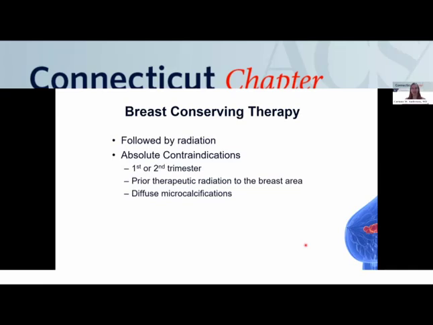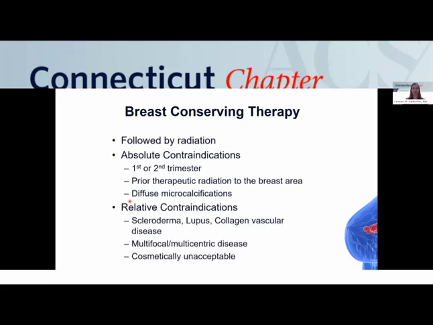If you think about contraindications to breast conserving therapy, really what we're thinking of are the contraindications to radiation. So you cannot give radiation during pregnancy, meaning that if you have someone in the first or second trimester, really you should be looking at a mastectomy. Third trimester, the timing can work out that you still do that surgery, wait until delivery, and then follow with radiation. Patients who have had prior therapeutic radiation to the breast area sometimes cannot have radiation, but depending on the dosage, they can. If you have diffuse microcalcifications spanning enough tissue that it can't be removed without deforming the breast, then you do need a mastectomy as well.